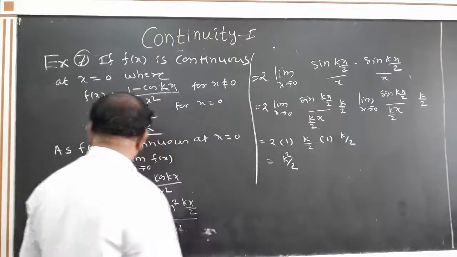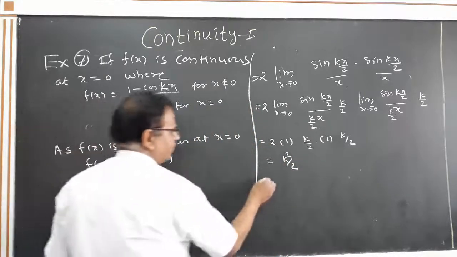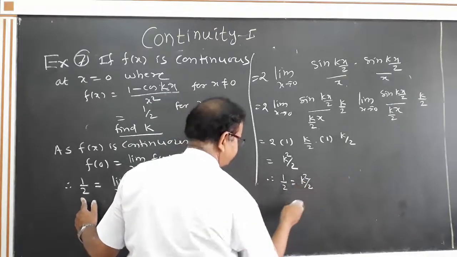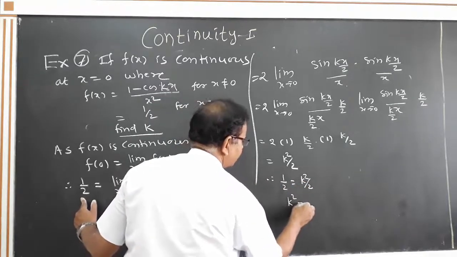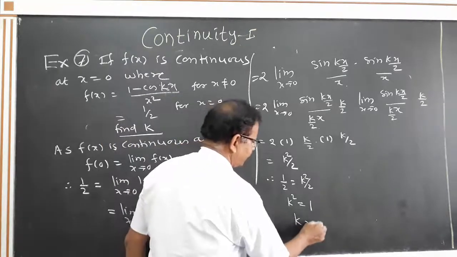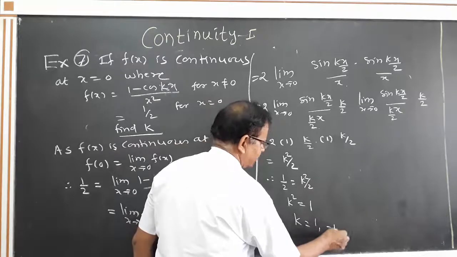k square by 2 equal to 1 by 2. From this we get 1 by 2 equal to k square by 2. Therefore k square equal to 1, and hence k equal to 1 or minus 1.